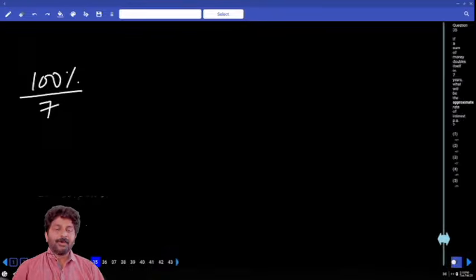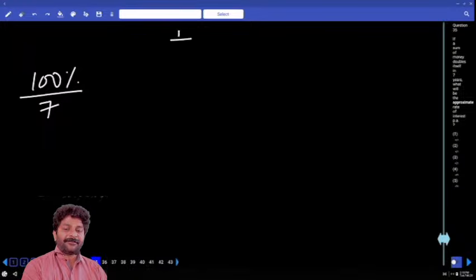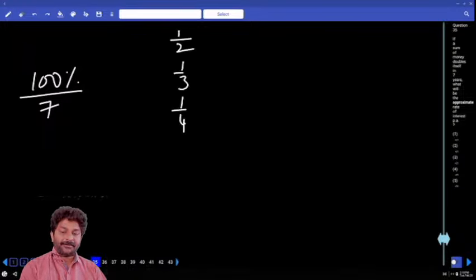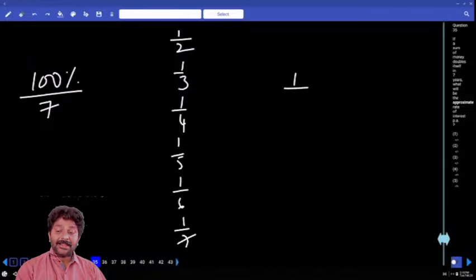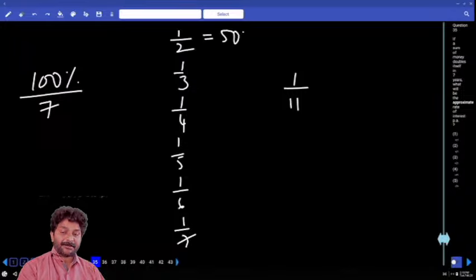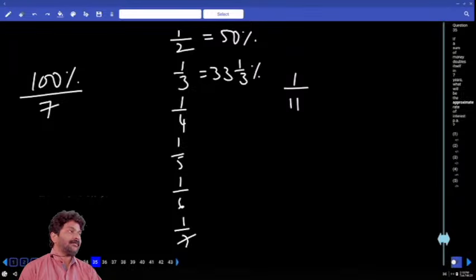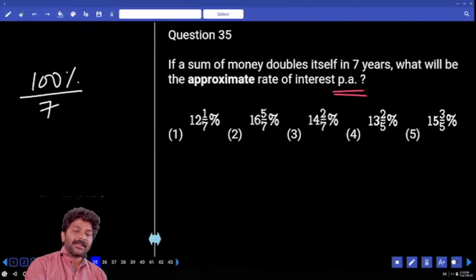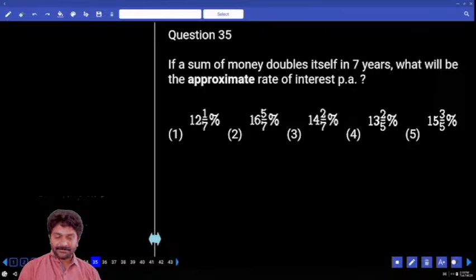If any of you don't know conversions, you must be perfect about conversions. 1 by 2, 1 by 3, 1 by 4, 1 by 5, 1 by 6, 1 by 7, until 1 by 11. All these conversions in terms of percentage, you have to learn. That should be there at your fingertips. It saves your calculation time in your examination hall.